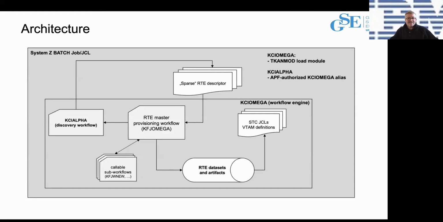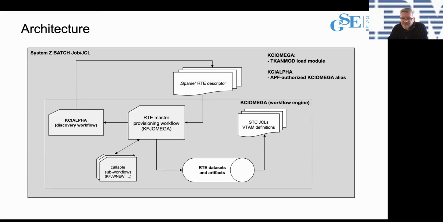So this is the architecture. So basically, it's one main job. So you've got the RTE master provisioning workflow. You run that. The program is KFJ Omega. Then we also got a different job called KCI Alpha, and this is an APF authorized member. So you need to run this in an APF authorized library.